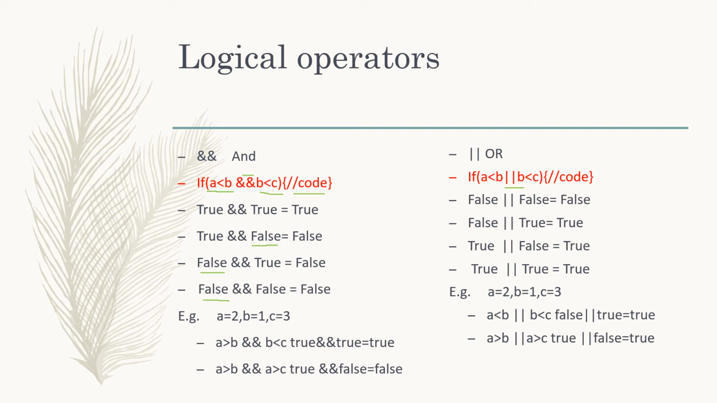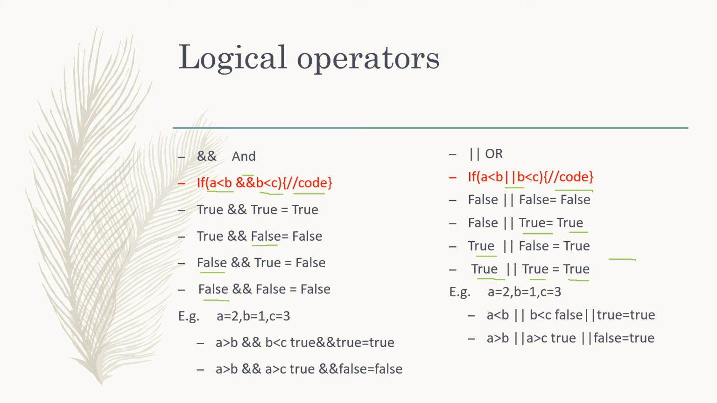In case of OR, if one of them is true, say this is true, or one of them is true, the condition becomes actually true and the code inside the if gets executed. So for OR, only one of the conditions has to be true. If both the conditions are false, the code inside the if will not get executed.